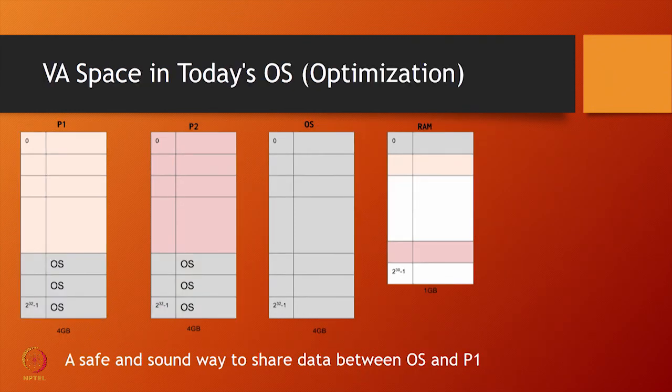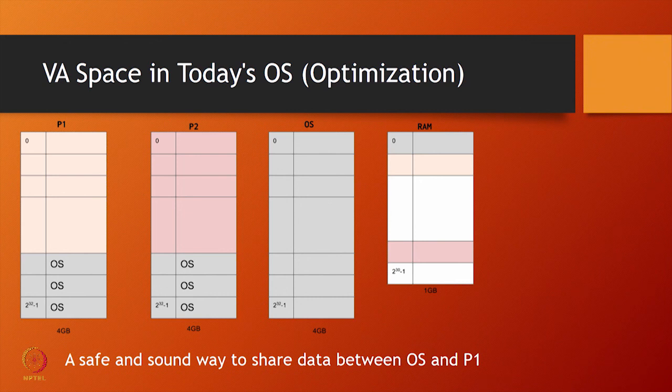Now, what has happened is that today they have optimized this. That is the reason we have been saying that in the page table for each process, the OS pages are also loaded there.